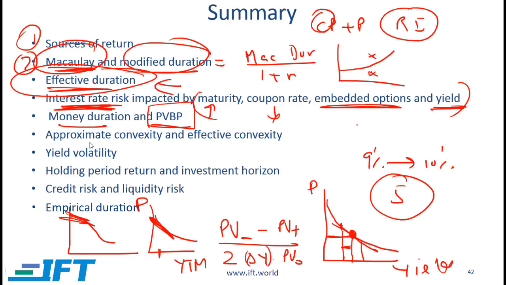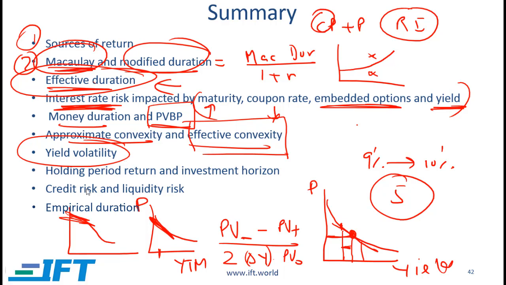Approximate convexity and effective convexity. Convexity refers to the curvature of a bond, and we need to make a convexity adjustment when we calculate the approximate price of a bond in response to a change in interest rate. Effective convexity applies when we are dealing with bonds which have embedded options. Yield volatility is important. The higher the yield volatility, the higher the interest rate risk.